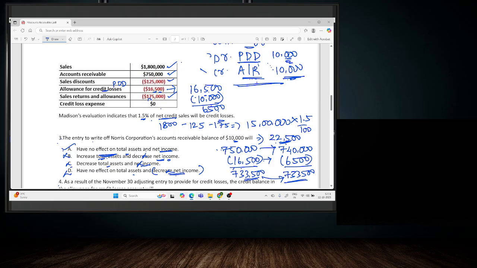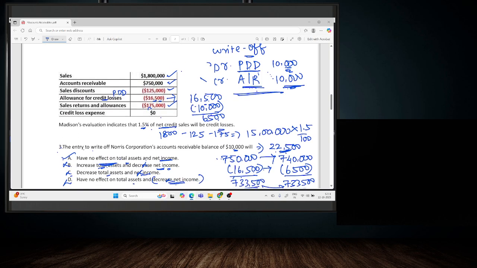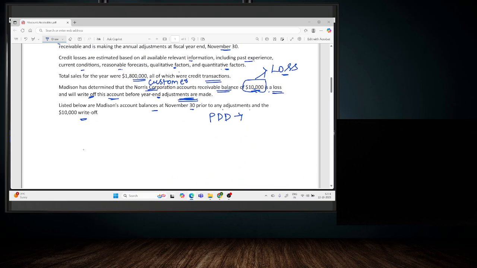So even after passing this journal entry, the total of the asset side is not going to be impacted. So this entry will not have any impact on the net income, and it will not have any impact on the total asset of the company. So option A is the right answer. What is important to understand is the journal entry for estimating bad debt will impact your net income.